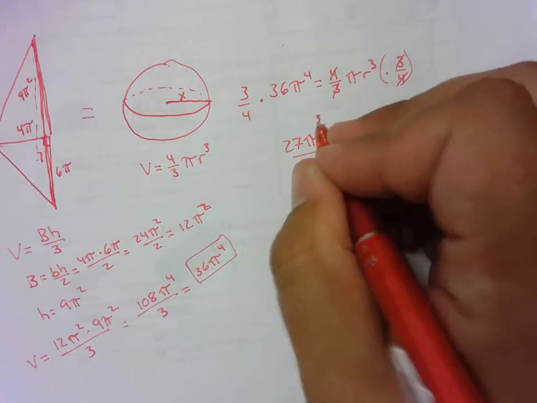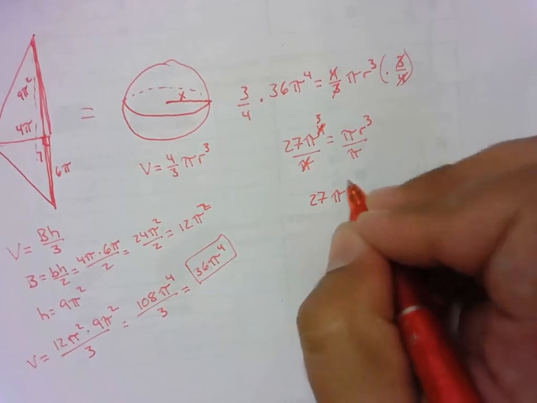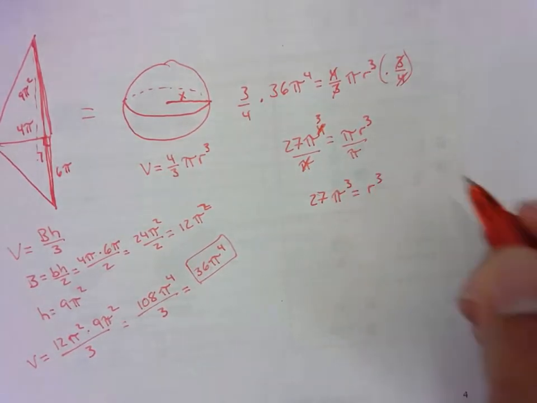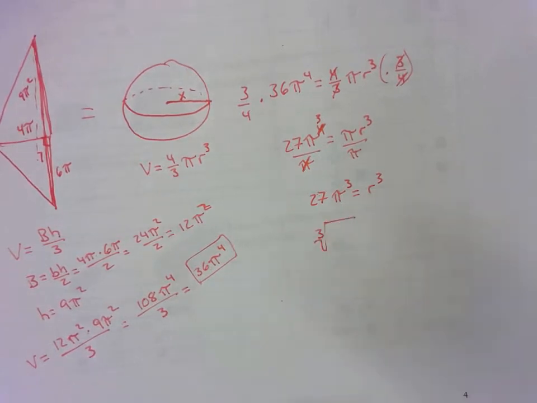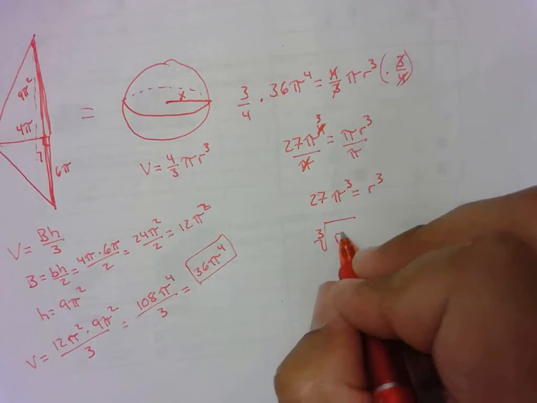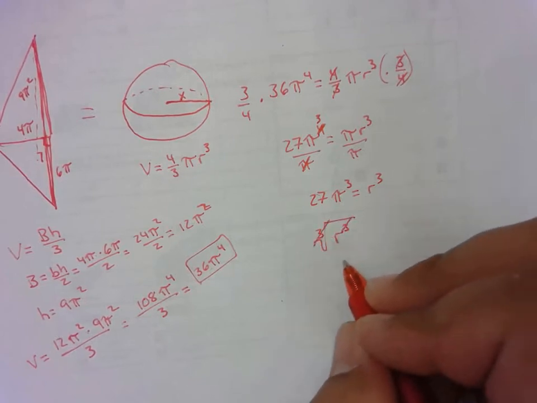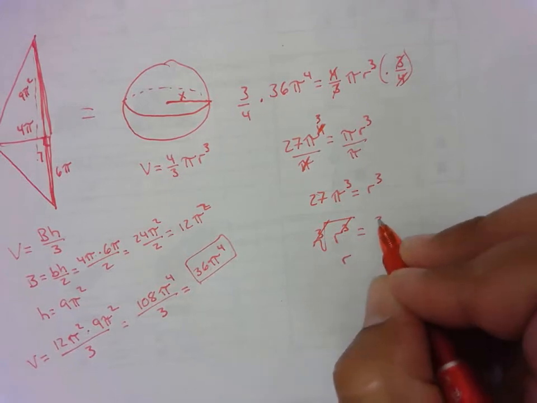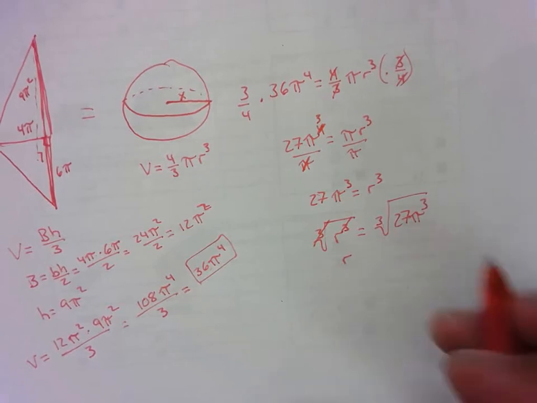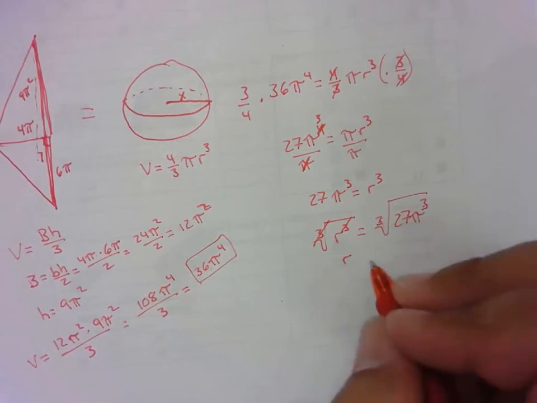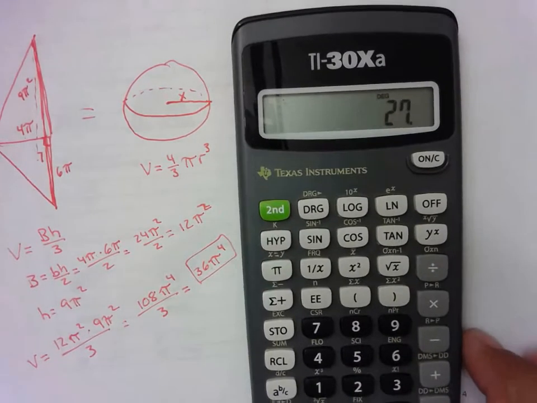One of these, so now you're down to 3, simplifies with that one, so you have 27π cubed equals r cubed. Now to get r by itself, you have to do what is called taking the cube root of r cubed. This simplifies with that, so all you're left with is r. And you're taking the cube root of 27π cubed. This 3 simplifies with that 3, so you're left with π. Problem is you got to take the third root of 27.